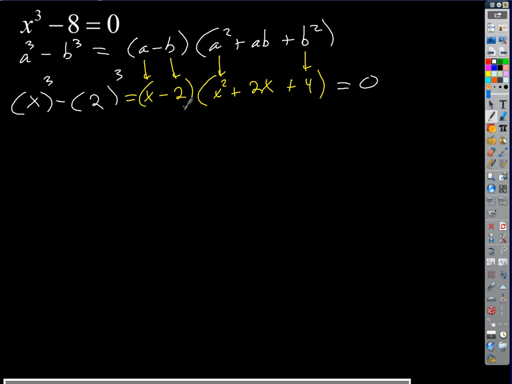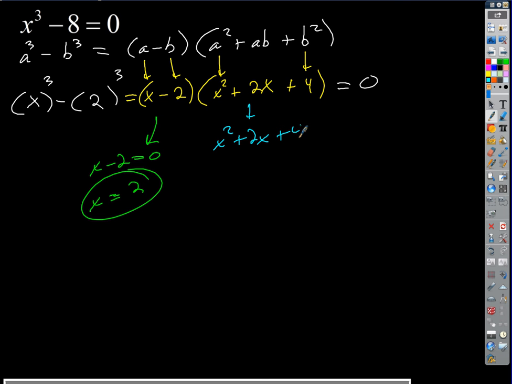If I set this factor equal to 0, the answer's pretty obvious, right? If I set x minus 2 equal to 0, I get x equals 2. What if I set this factor equal to 0? It may not be as obvious, but we can 100% do that because it's a quadratic equation in standard form. There is no quadratic equation in standard form that we can't solve. We can always default to using the quadratic formula. We're always going to get solutions from this. If we choose not to do something else like complete the square, we can always do the quadratic formula, right?